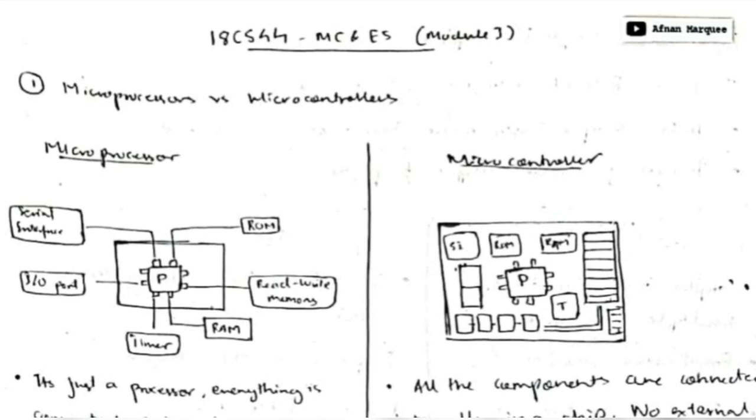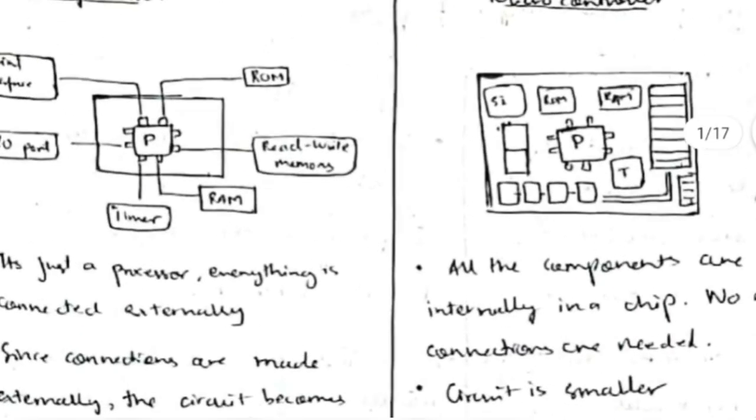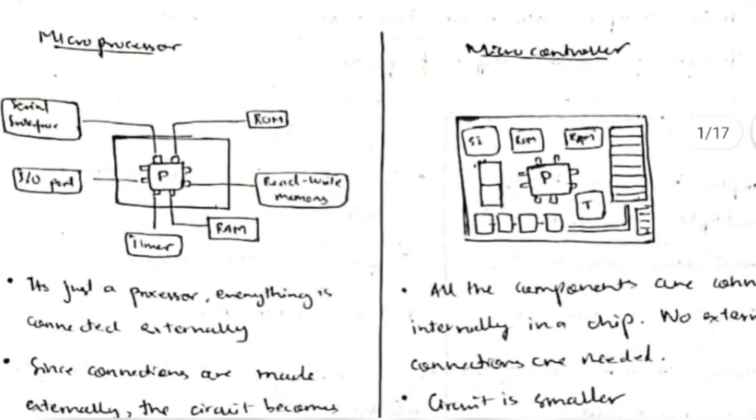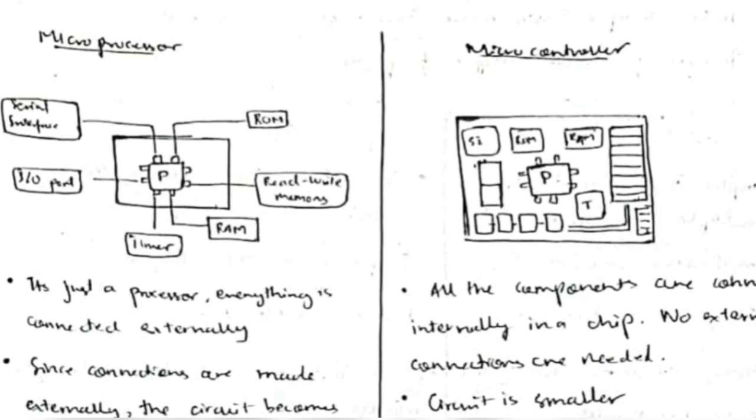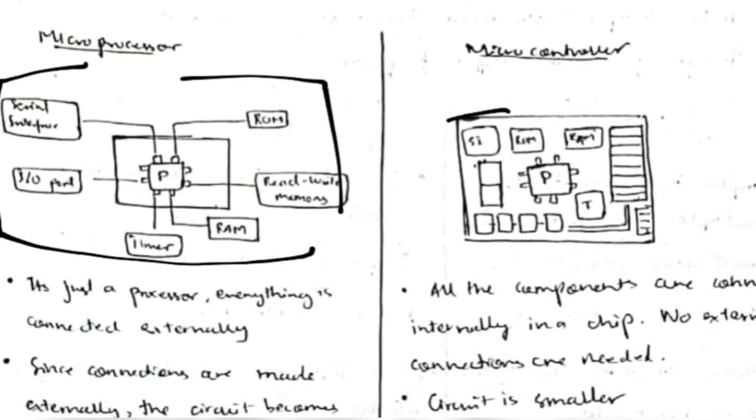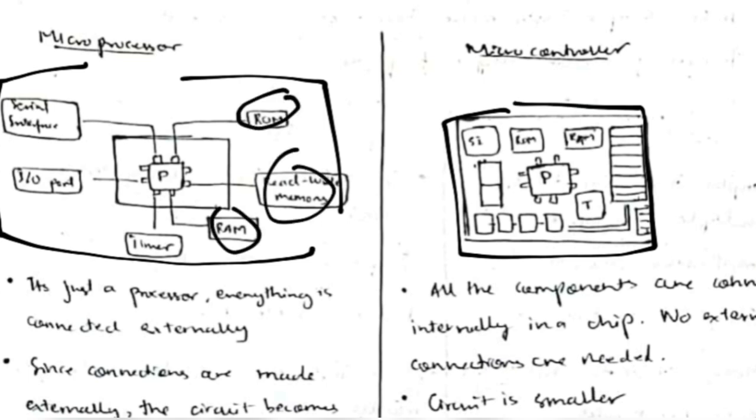The first thing you need to know about microprocessors is the difference between a microprocessor and a microcontroller. So what's the main difference? Both of them have the same components overall, like serial interfaces, and all the other external components are present in both. But the main difference is that here all the other devices are connected externally, but here they are connected internally. Smaller versions of each of these devices are made and embedded in a single board.